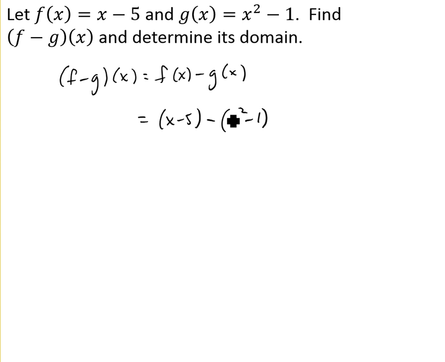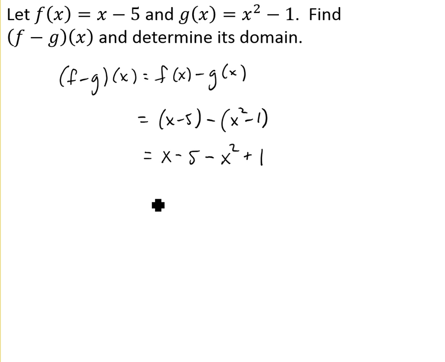That means I'm going to have to distribute that negative in order to get rid of those parentheses. And if I don't have the parentheses there and I just leave a minus x squared minus 1, then I'm not actually subtracting all of g of x. I'm only subtracting that first part of it. So you need to be careful with that, especially with our subtraction. So to remove the parentheses, I need to distribute that negative into that second set.